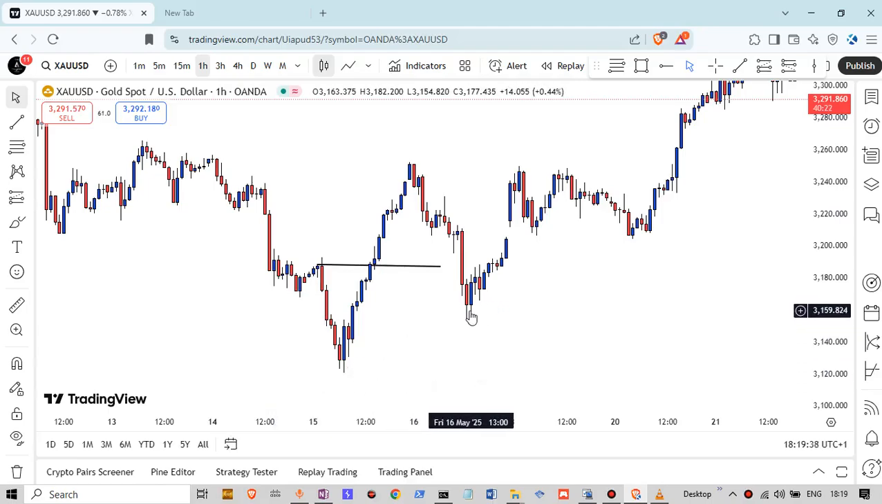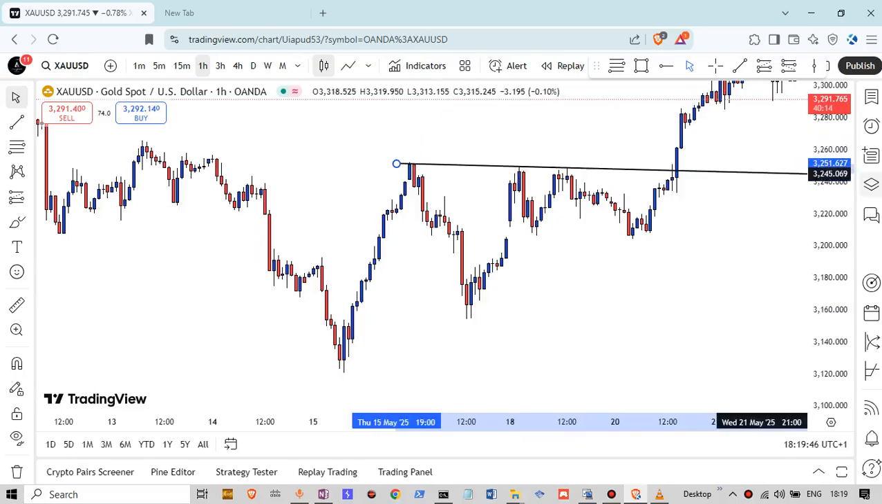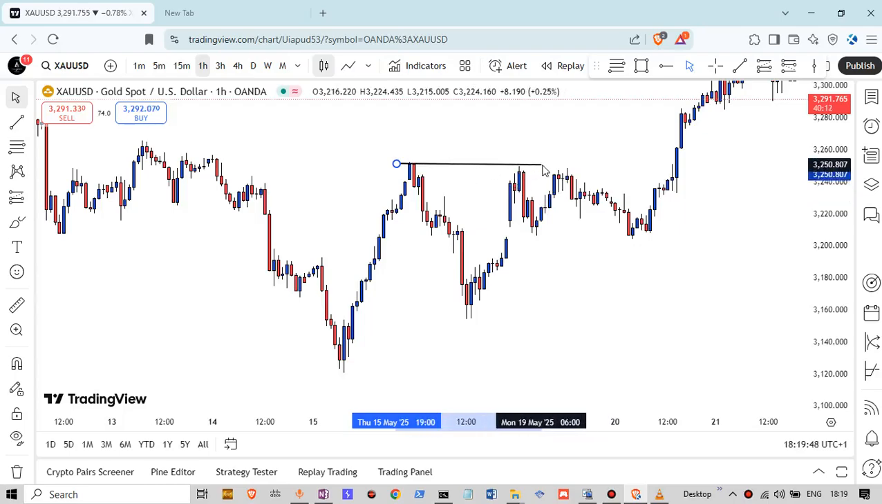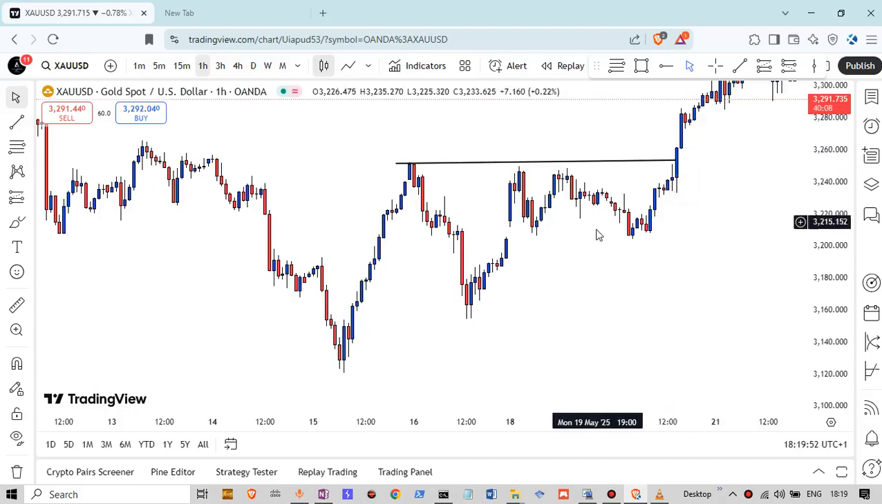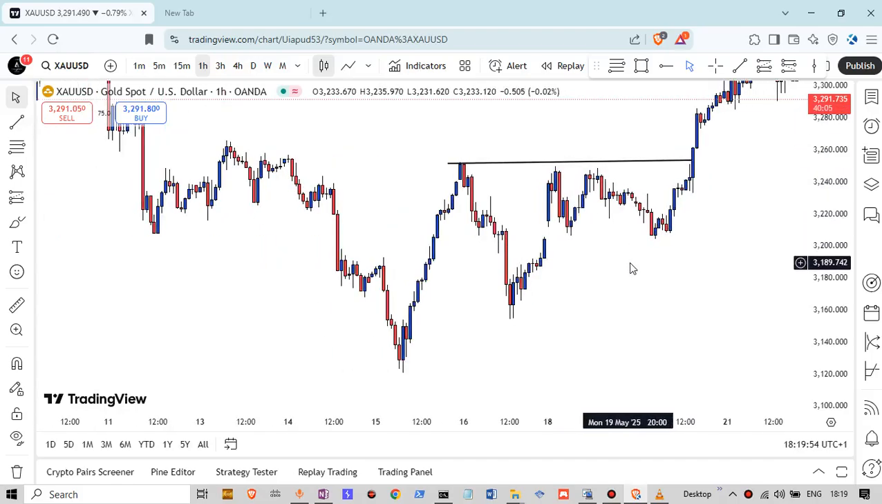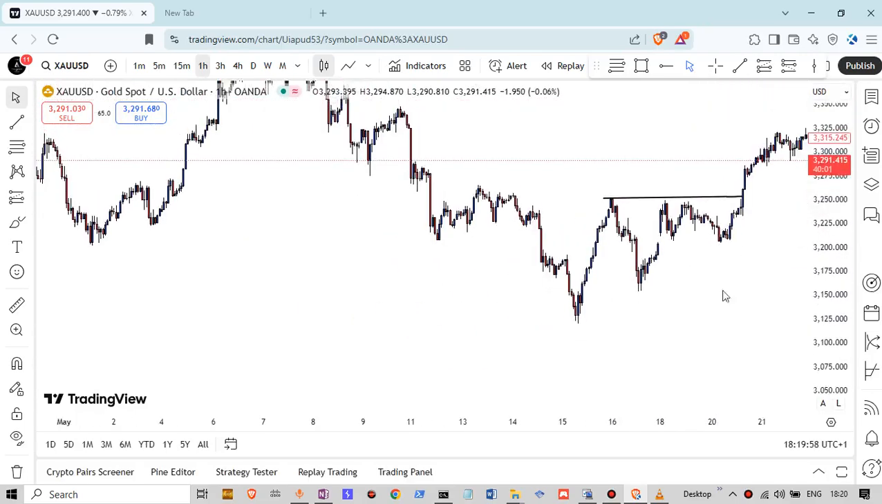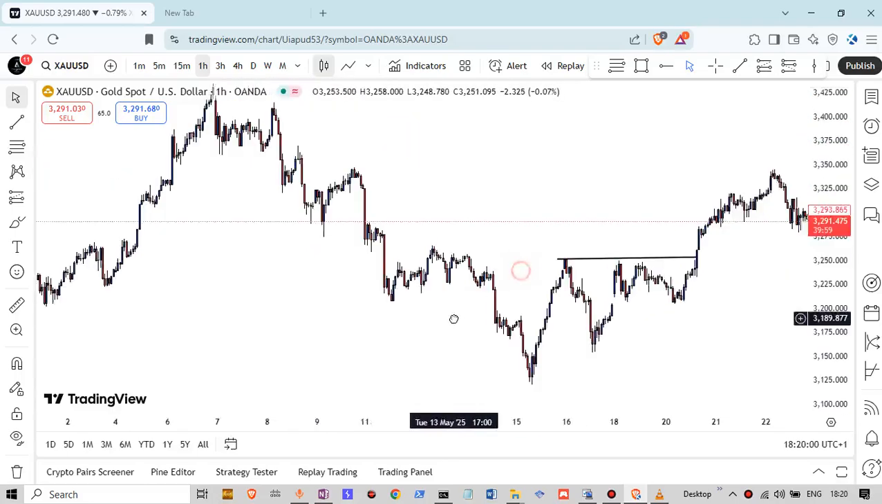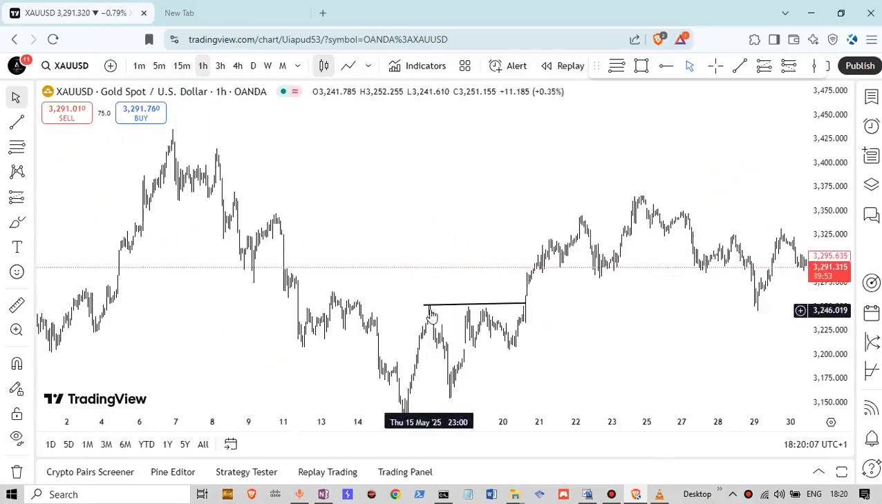At this point, it gathered energy and went upwards to break what? To break this level. You see this level I'm putting over here, stretching it out to the right. You can see how this candle broke above it. So that clearly shows that the market has changed direction to the upward side. It was coming down from the downward side, and at this level it broke upwards.